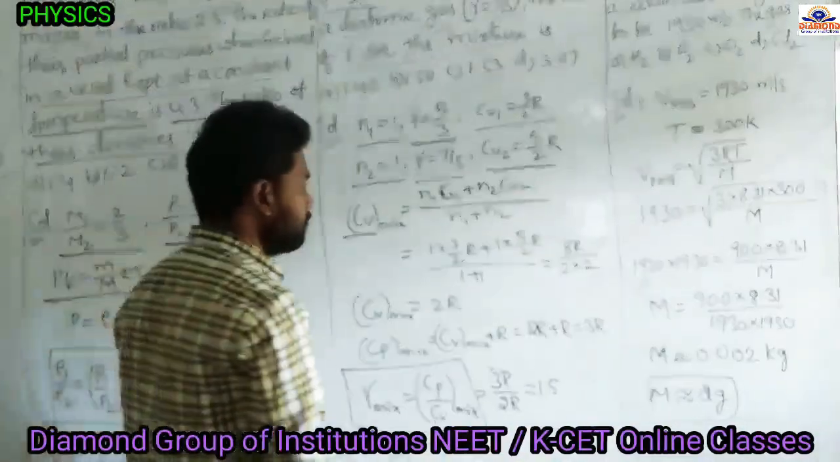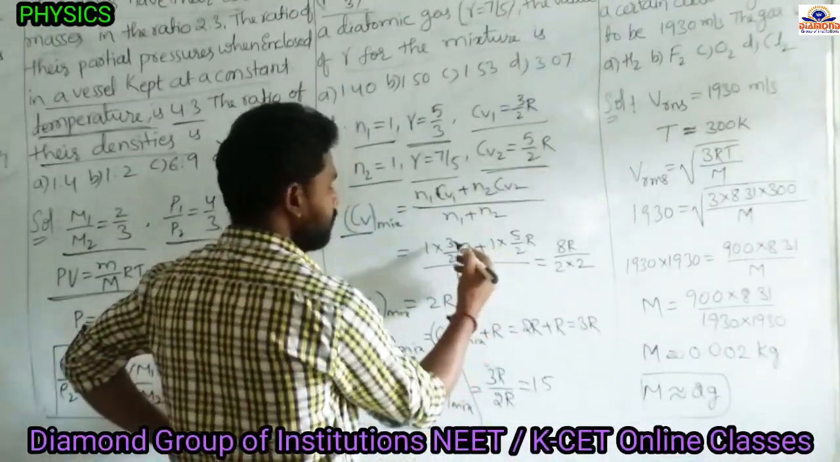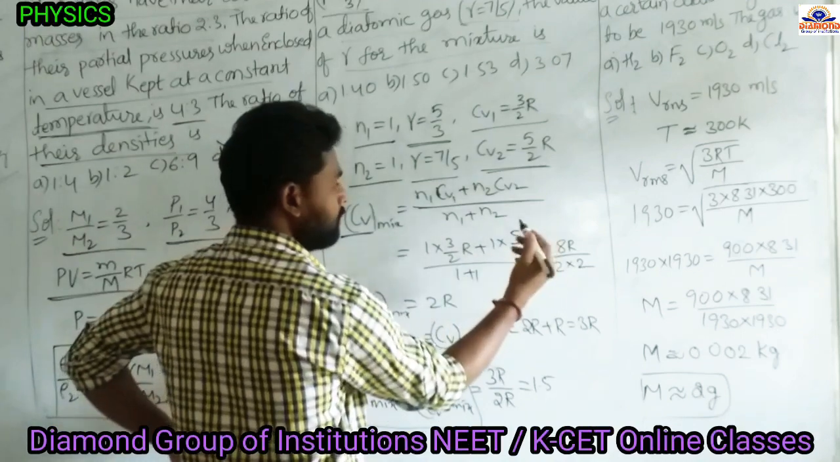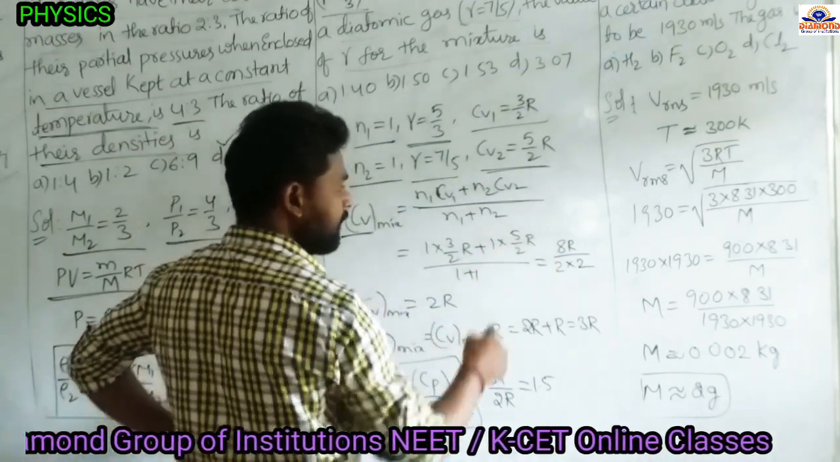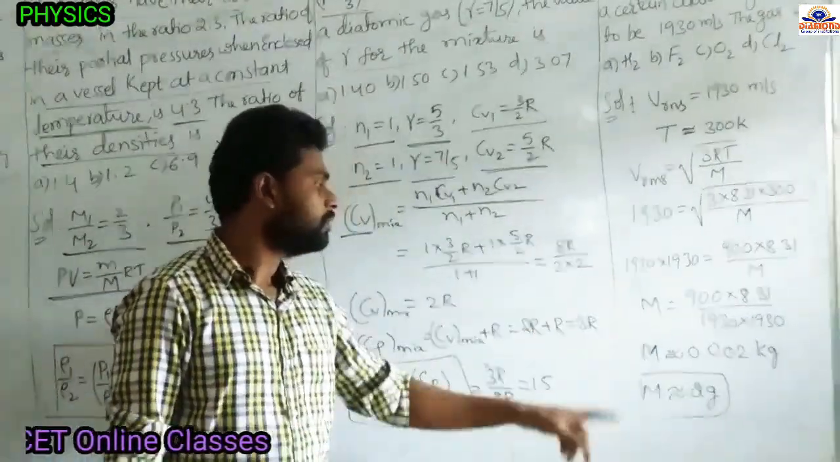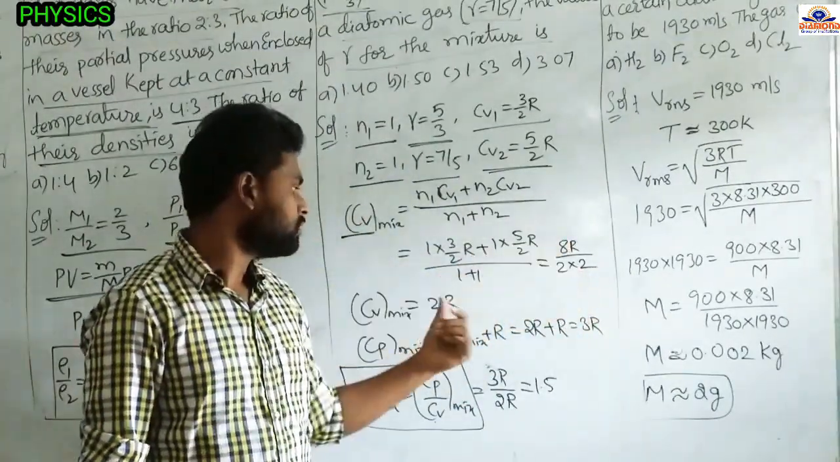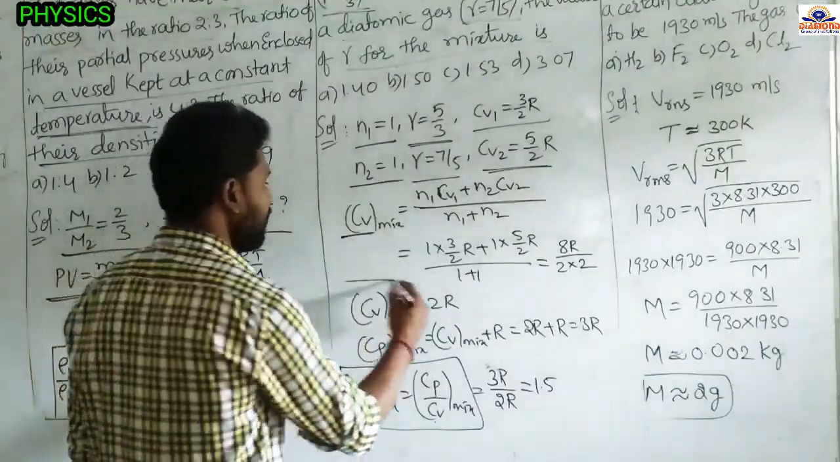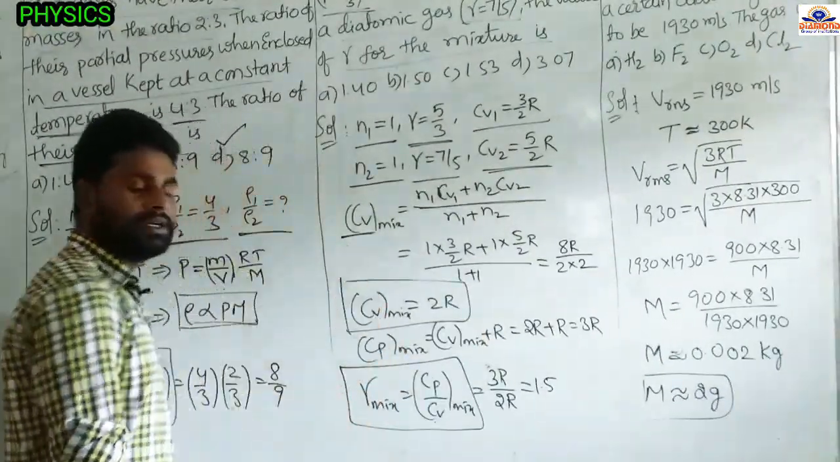Now that is equal to 1 into 3R by 2 plus 1 into 5R by 2. 3R by 2 plus 5R by 2 is nothing but 8R by 2. Into the denominator, what is there? 2. So 2 into 2 is 4, 4 ones and 4 twos, 2R. So the mixture's Cv value we got is 2R.